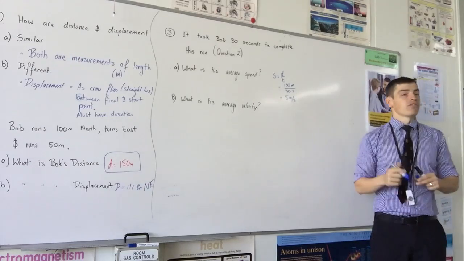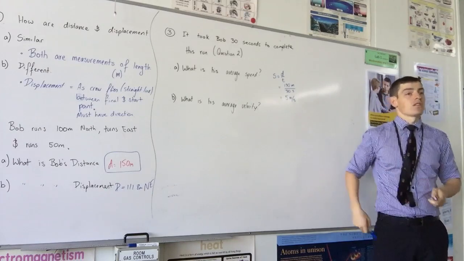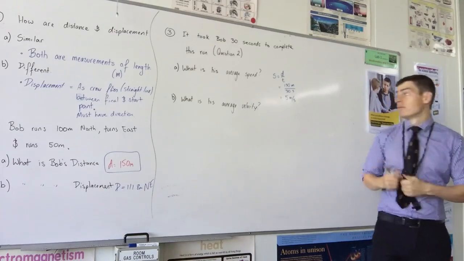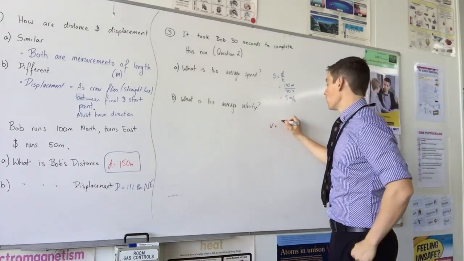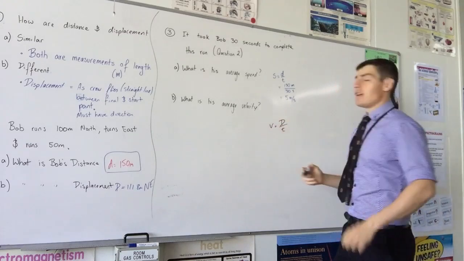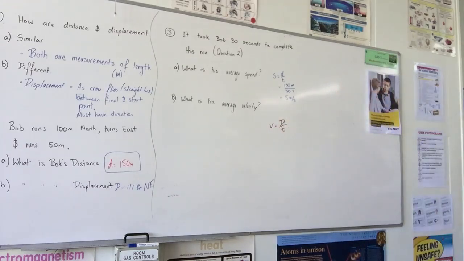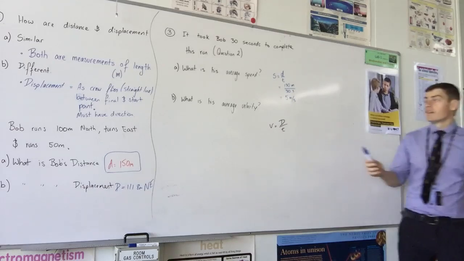What's his average velocity? Now, I very briefly spoke about the velocity equation. What do we think it is, Nick? You can double up. V equals displacement over time. Now, what's the difference between displacement and distance? Displacement is how far away from the origin they are, and the distance is how far they've travelled.